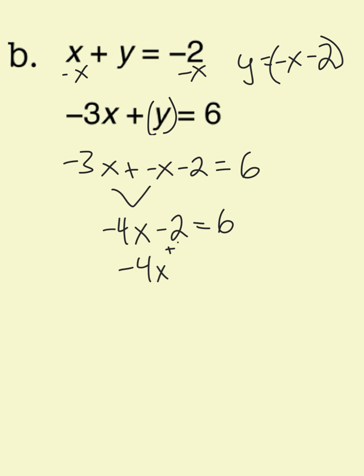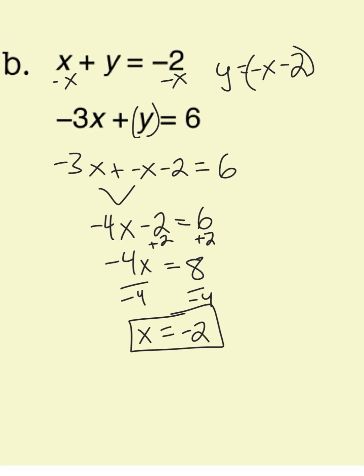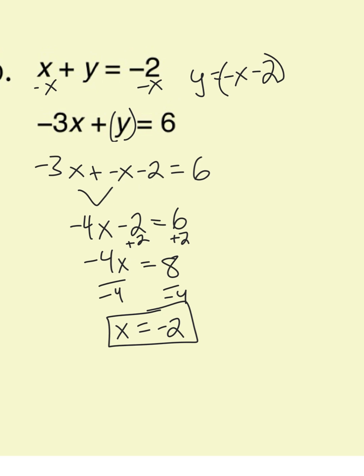Add 2 to both sides. So negative 4x is 8. Divide by negative 4. So x is negative 2. Again, this is half of my solution, so I'm going to plug in negative 2 for x. I'm just going to do it in this one here.